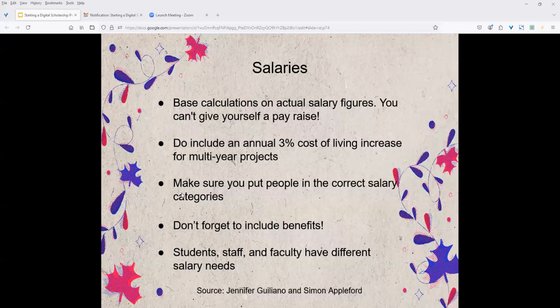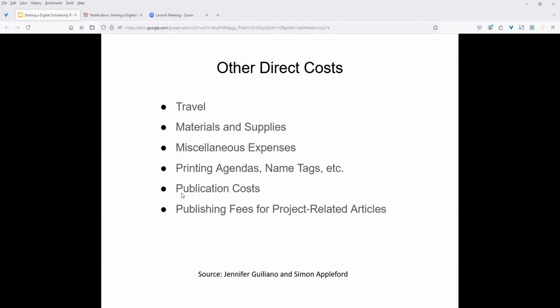And then, understand that students, staff, and faculty have different salary needs. For example, faculty with a 9-month appointment are different than faculty with 12-month appointments. So you cannot increase a 12-month appointment over the 12-month salary. So little things like that.